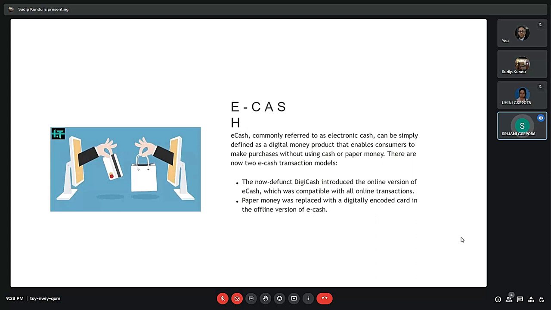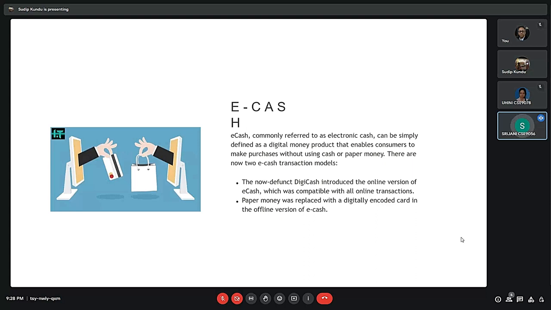Now, what is eCash? eCash was a digital-based system that facilitated the transfer of funds anonymously. It was a pioneer in cryptocurrency. Its goal was to secure the privacy of individuals that use the internet for micropayments.